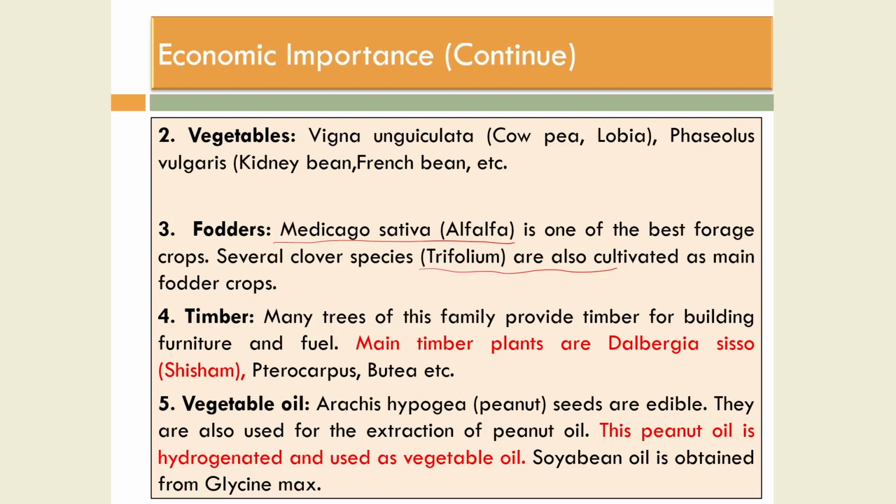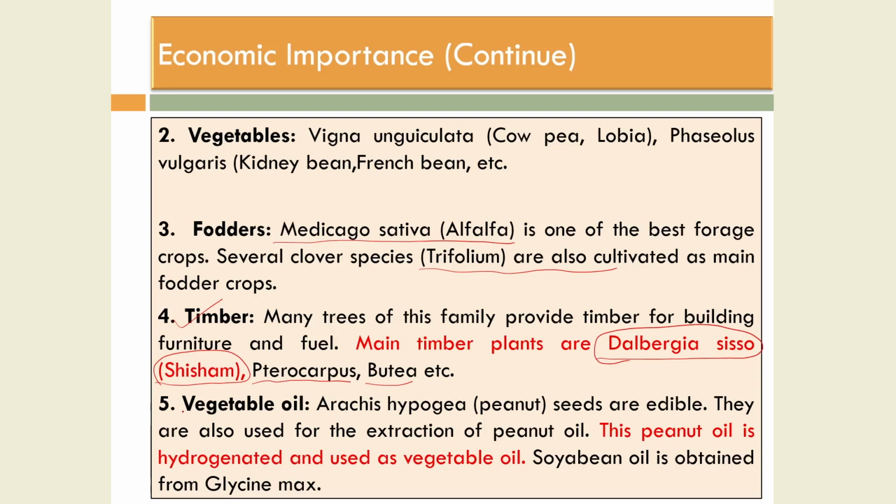Then several species of Trifolium are also cultivated as main fodder crops. The next important thing is that these plants are also used as timber, and the most important is Dalbergia sissoo. As we know, sissoo wood has very high durability. So Dalbergia sissoo is a very important timber crop, and the timber quality is very good. Besides Dalbergia, two other species, Pterocarpus and Butea, are also used for timber production.